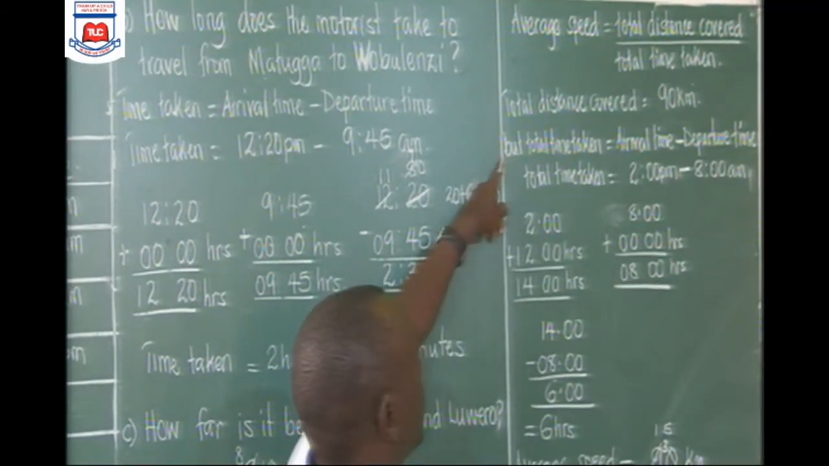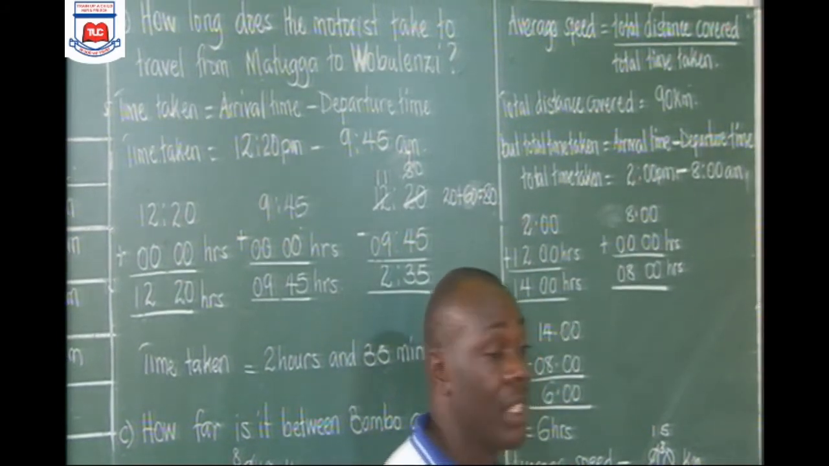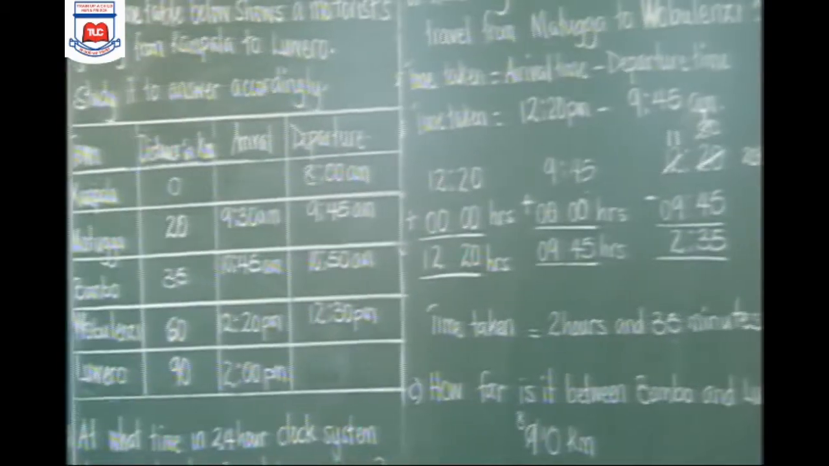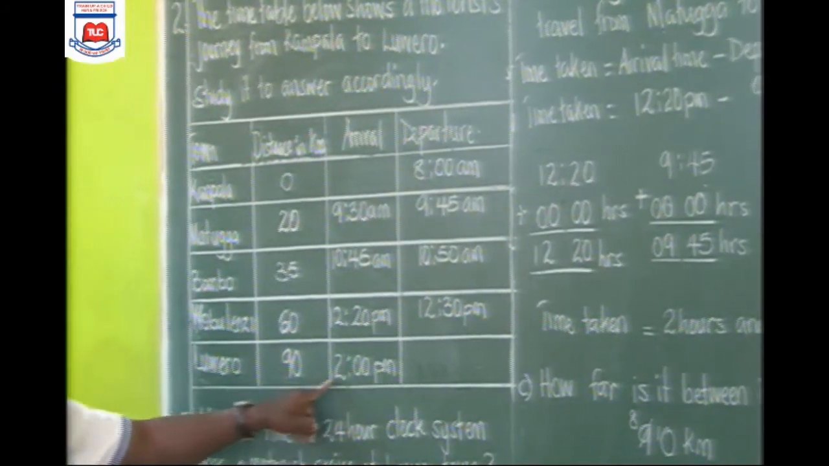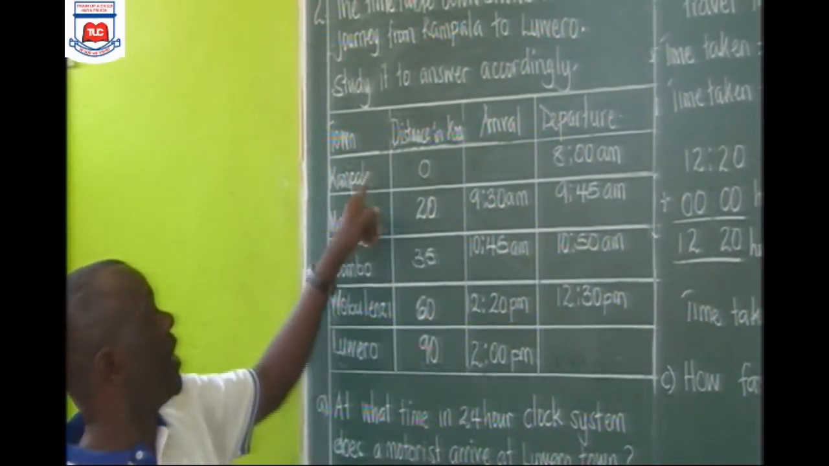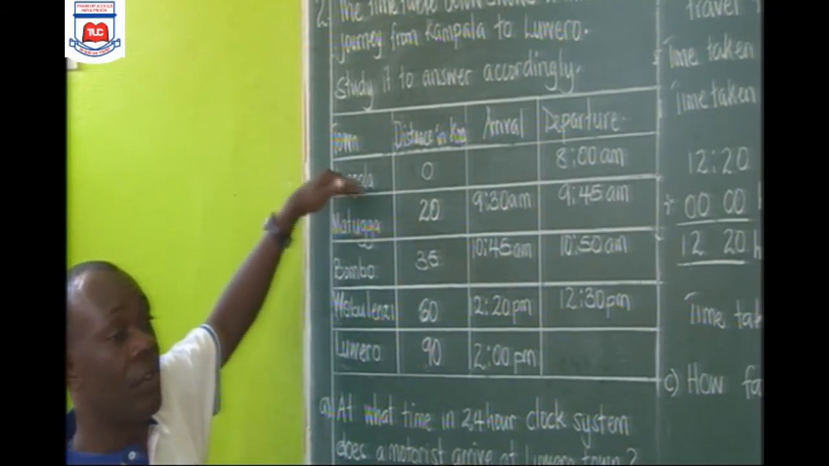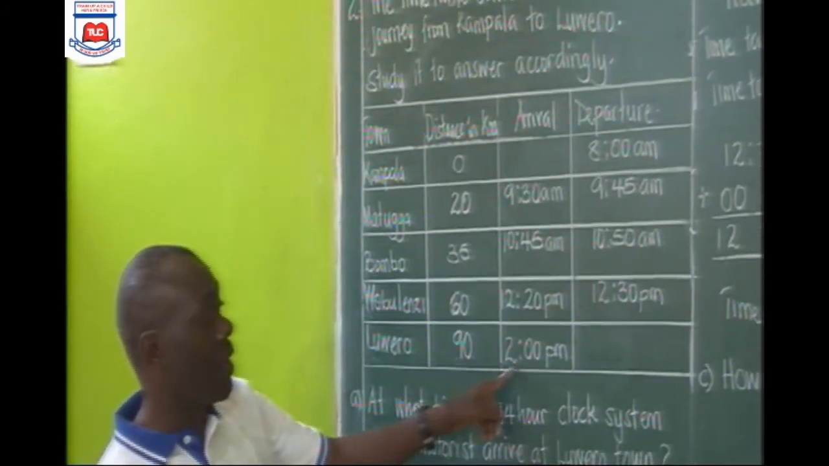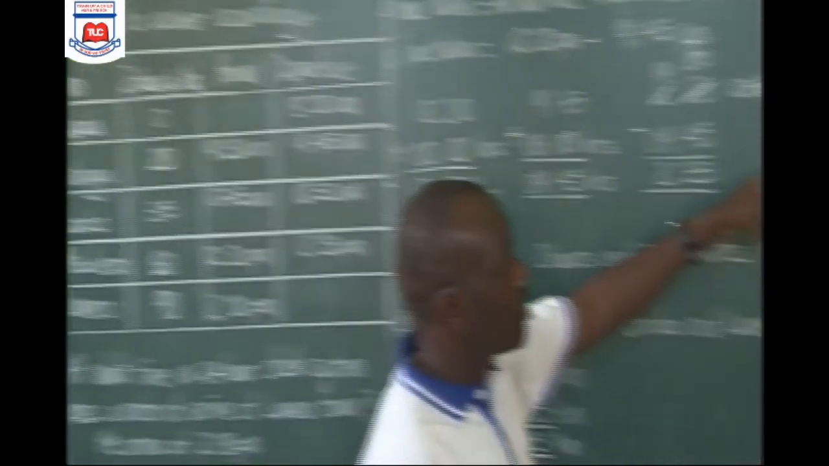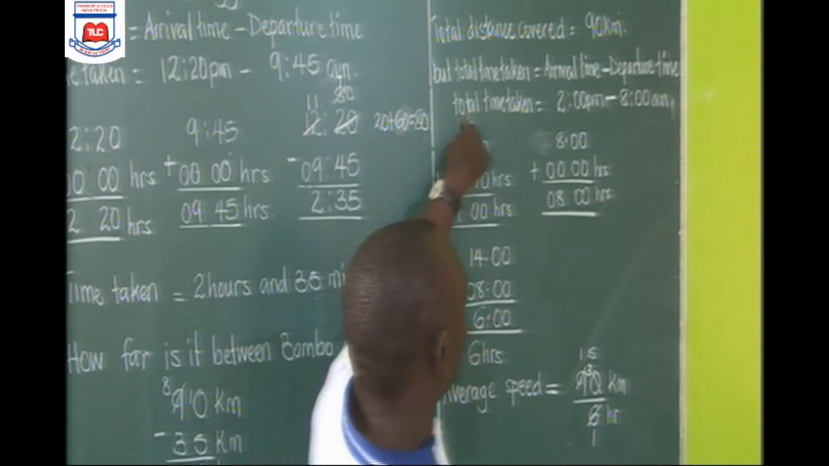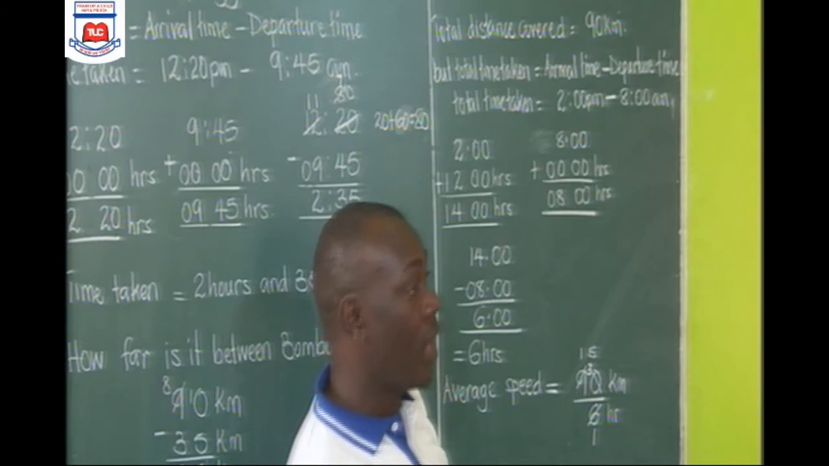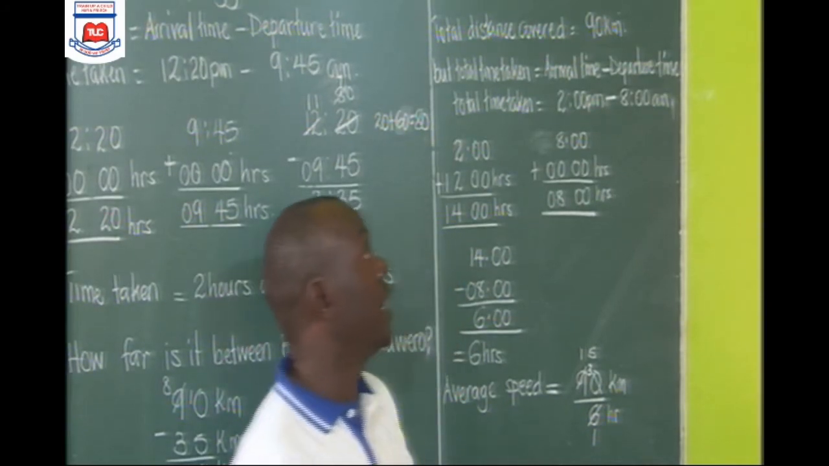Here before the division, you say total time taken is equal to arrival time minus departure time. Where are we arriving? The destination, which is Iruwero. The arrival time at Iruwero is 2 p.m. Then the departure time must be got from Kampala, because the whole journey is all the way from Kampala to Iruwero, reaching Iruwero at 2 p.m. and departing from Kampala at 8 a.m. Then I'll transfer here and say total time taken is equal to 2 p.m. minus 8 a.m.